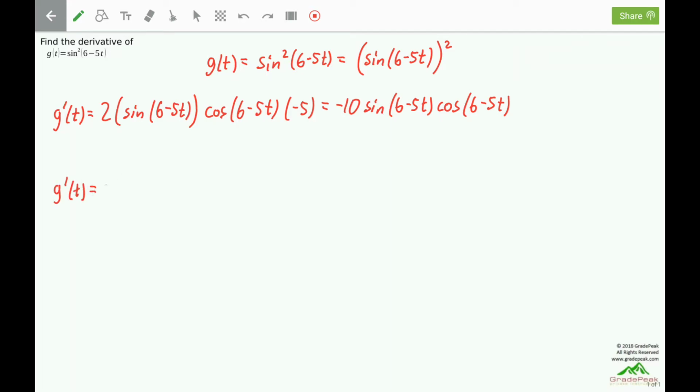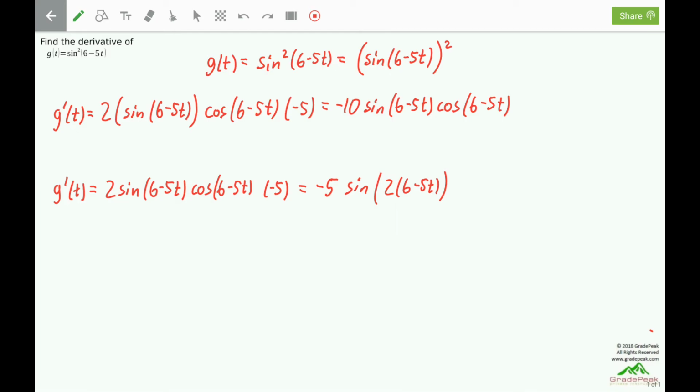G prime of t is a 2 sine of 6 minus 5t and a cosine of 6 minus 5t times a negative 5. And 2 sine cosine is the double angle formula in reverse, so it's going to be the sine of 2 times 6 minus 5t. That negative 5 will just sit in front of it. And we'll have negative 5 times the sine of the double angle formula, 2 times the angle, which is what's inside, 6 minus 5t. There's an optional way to write it.